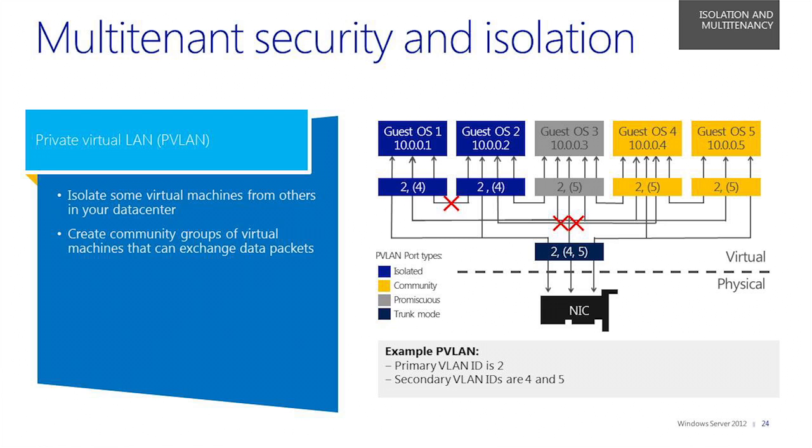But the first thing that enables a lot of this is what we call PVLAN. Okay, so you thought you were confused before. Now you're going to be even more confused. We have this technology called private VLAN. The private VLAN is one of the big things around multi-tenant security and isolation.